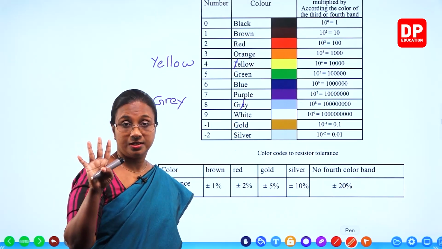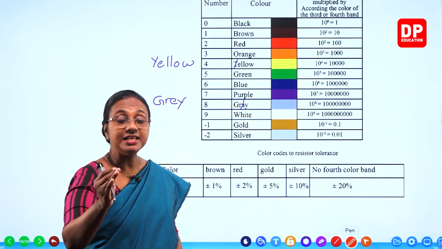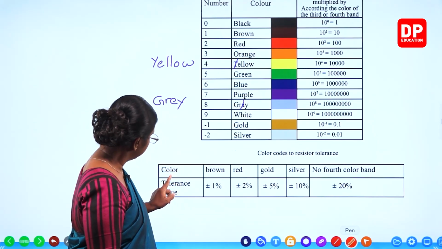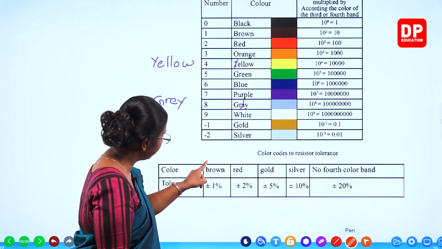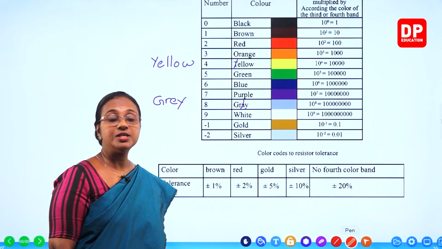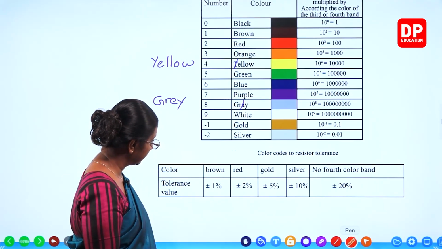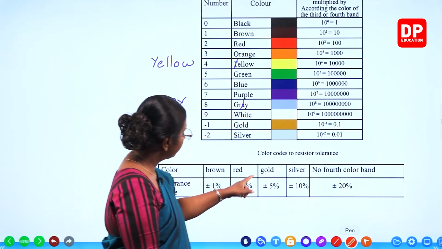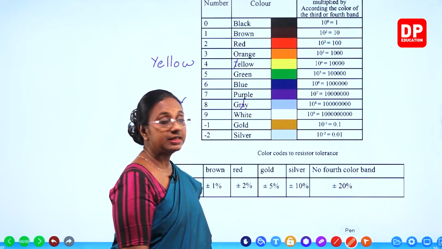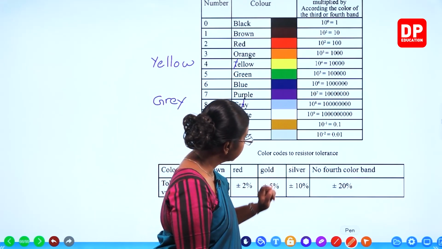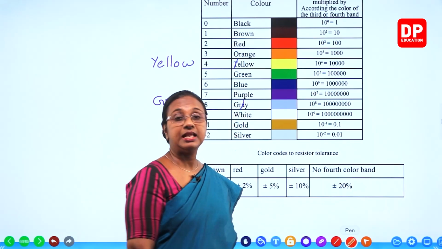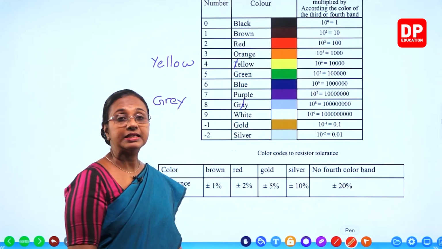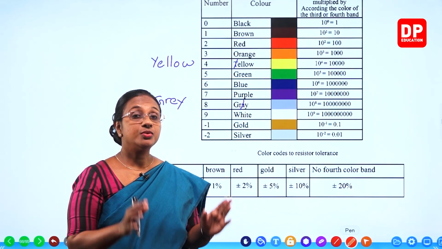That is the fourth color band. That is slightly away from the first three color bands. Here you can see color and tolerance value. If the color is brown, the tolerance value is plus or minus 1%. If the color is red, plus or minus 2%. If the color is gold, plus or minus 5%. If the color is silver, plus or minus 10%. And no fourth color band means plus or minus 20%. So, is it clear to you all?